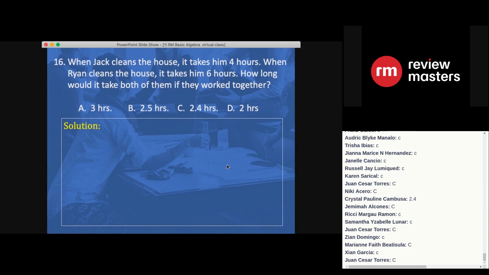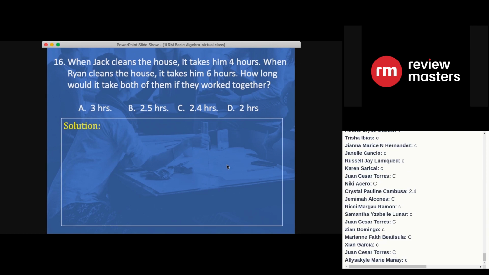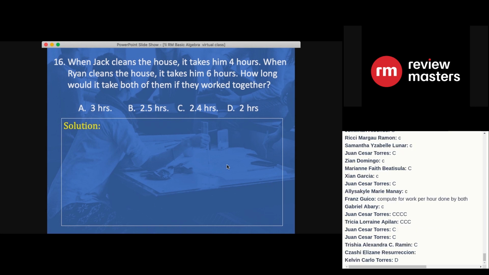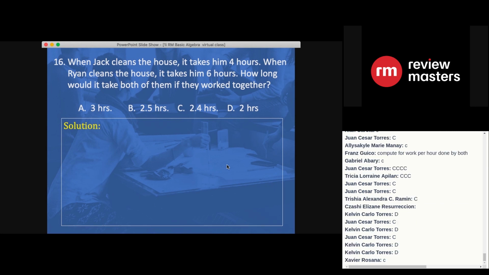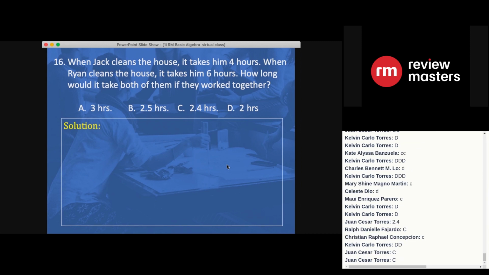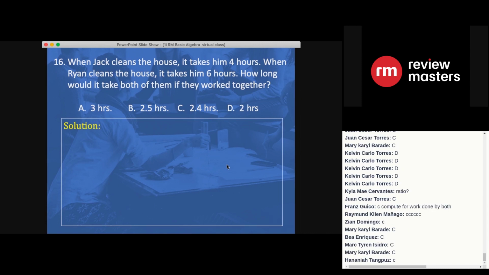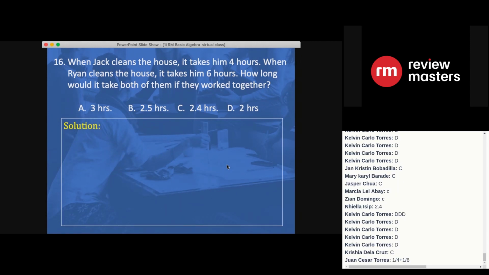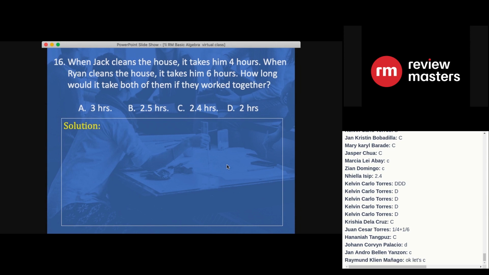When Jack cleans the house, it takes him 4 hours. So alone, when Jack cleans, it is 4 hours. When Ryan cleans the house, it takes him 6 hours. So if it is just him, that is 6 hours. How long would it take both of them if they work together? So if the two of them work, how many hours would it be working together?